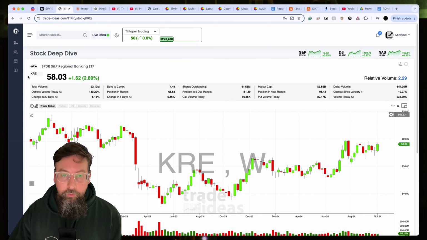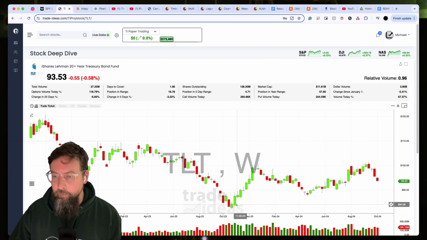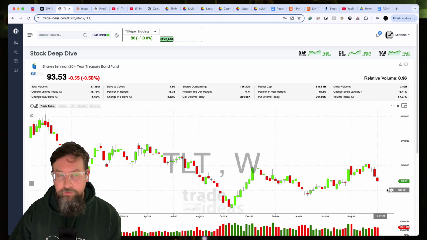And then we also had TLT pulling back. I can draw an anchored view up on this chart right here, anchored from this low and this low right here. So we're digging into this level here.